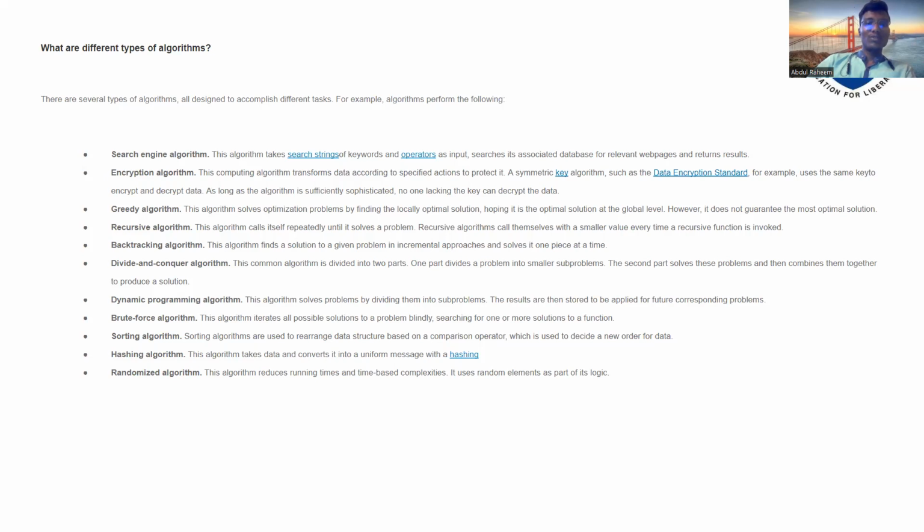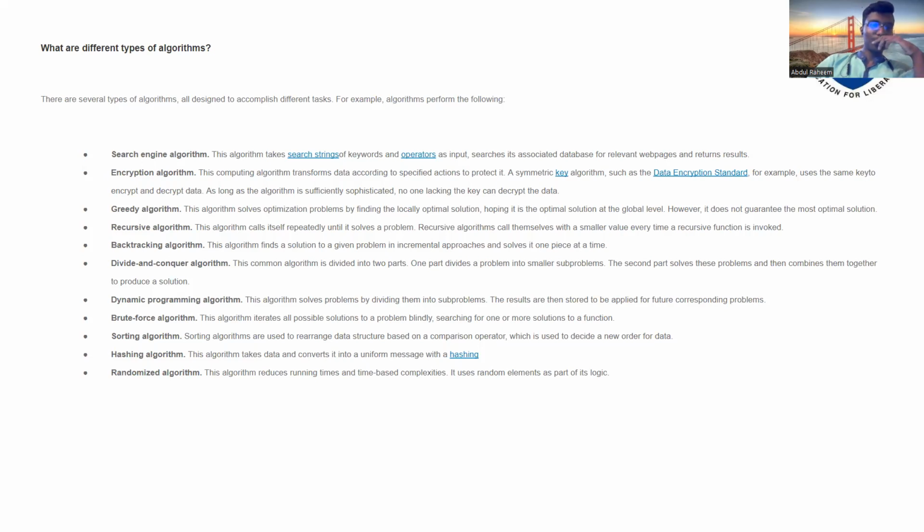Encryption algorithm. This computation algorithm transforms data according to specified actions to protect it. A symmetric key algorithm, such as Data Encryption Standard, for example, uses the same key to encrypt and decrypt data. As long as the algorithm is sufficiently sophisticated, no one lacking the key can decrypt the data.